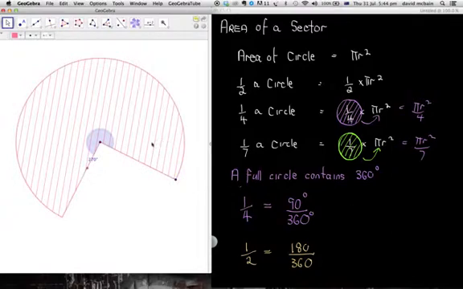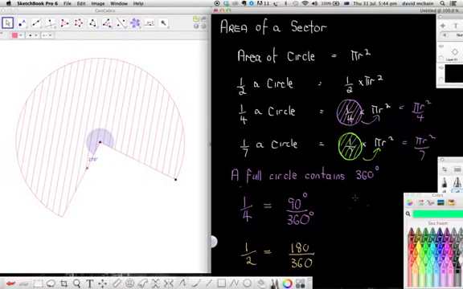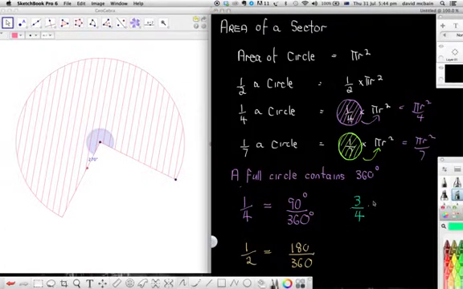So there's 3/4 of a circle. And 3/4 of a circle would be 270 out of a possible full 360 degrees. So that would be 270 degrees out of a possible 360.